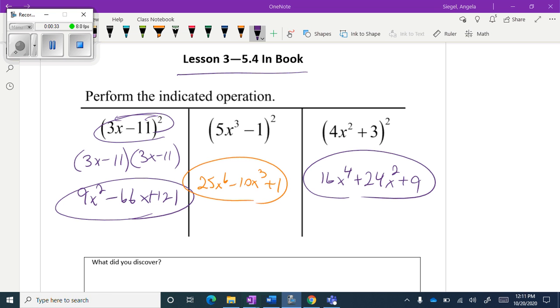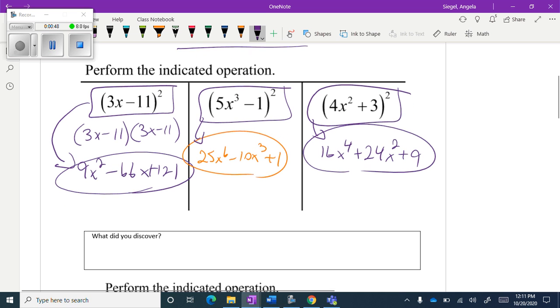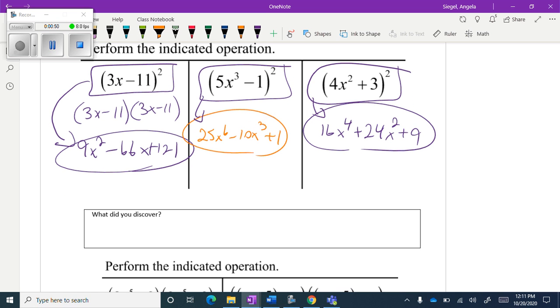Okay, so this is what you should have gotten. I just want to talk about whether you see a pattern from here to your answer, and from here to your answer. So what did you discover? What is that pattern? Well, the first thing is that the first term was squared.